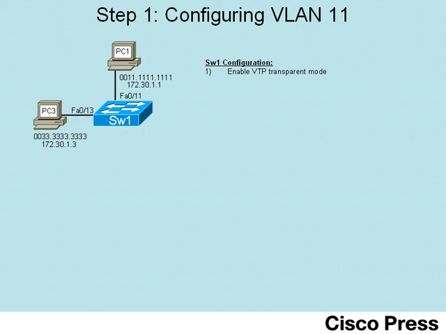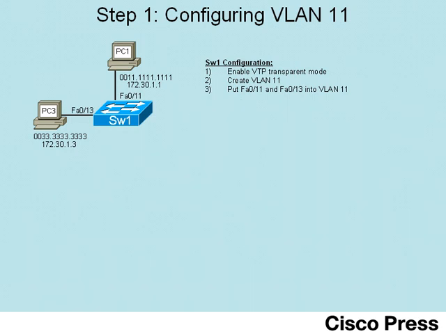The second step will actually create the VLAN, and at the third step we'll put the interfaces FA0/11 and 0/13 into VLAN 11. Now once you go to create a second VLAN, notice that you'll only have to do steps 2 and 3 again. You only have to configure the VTP transparent mode once.